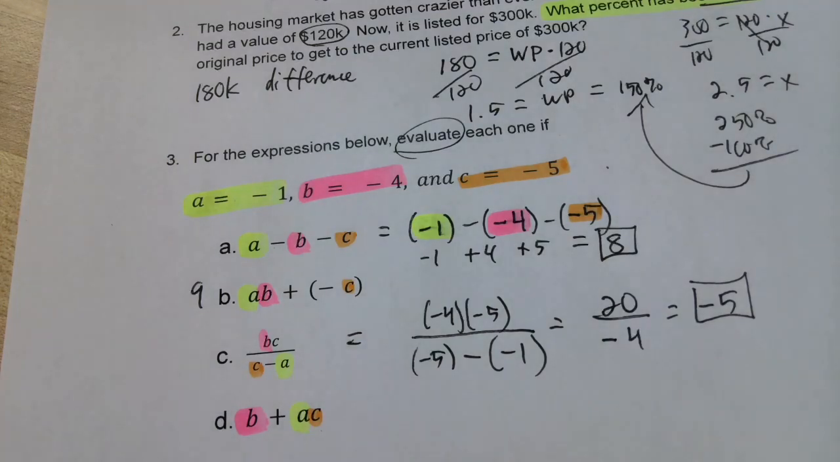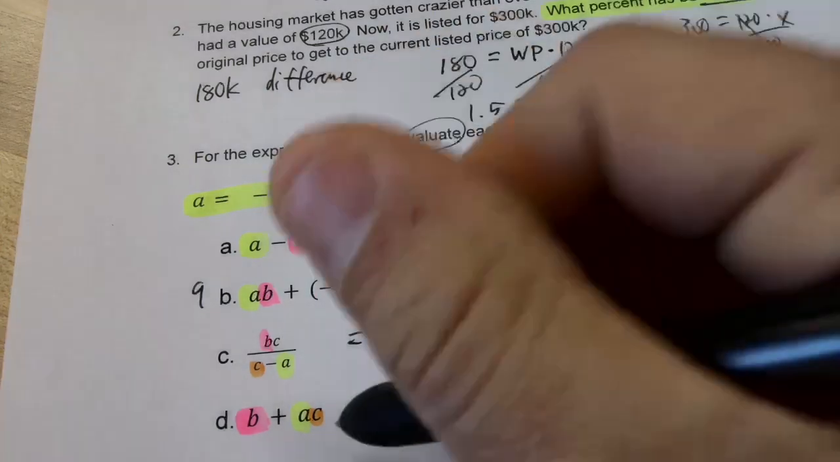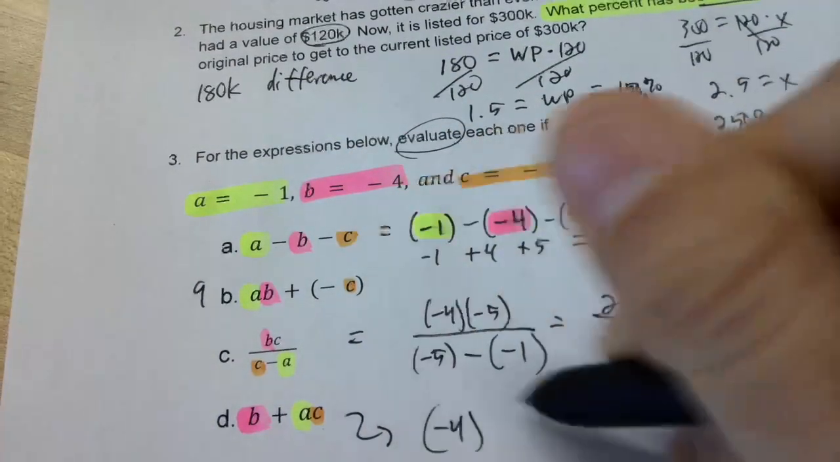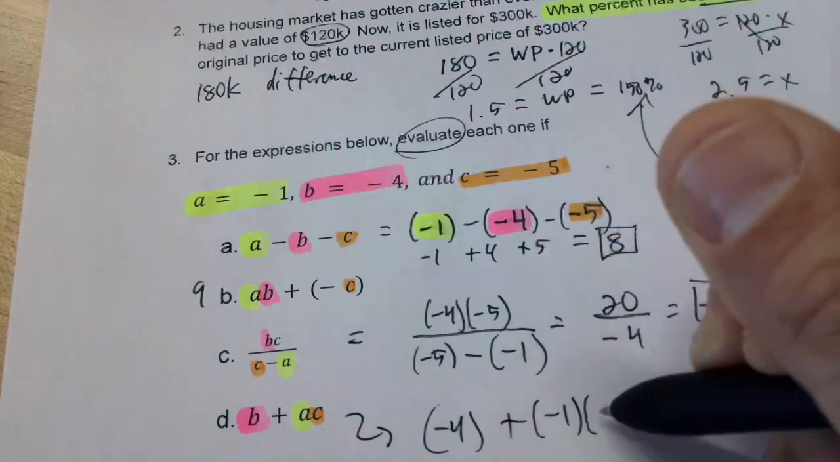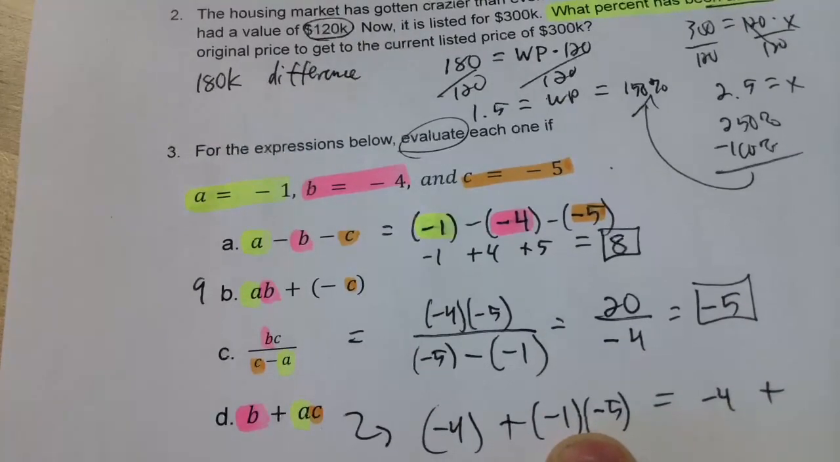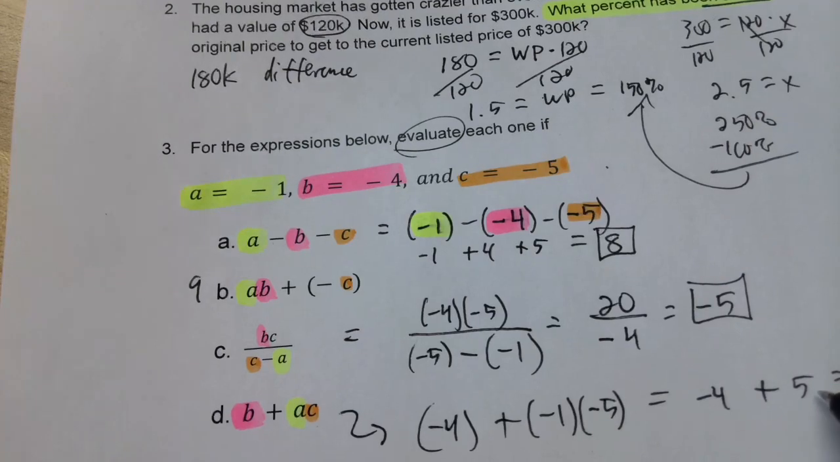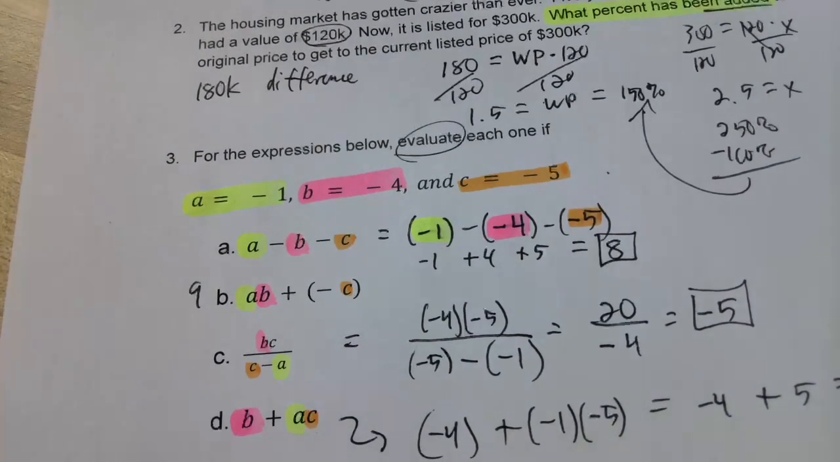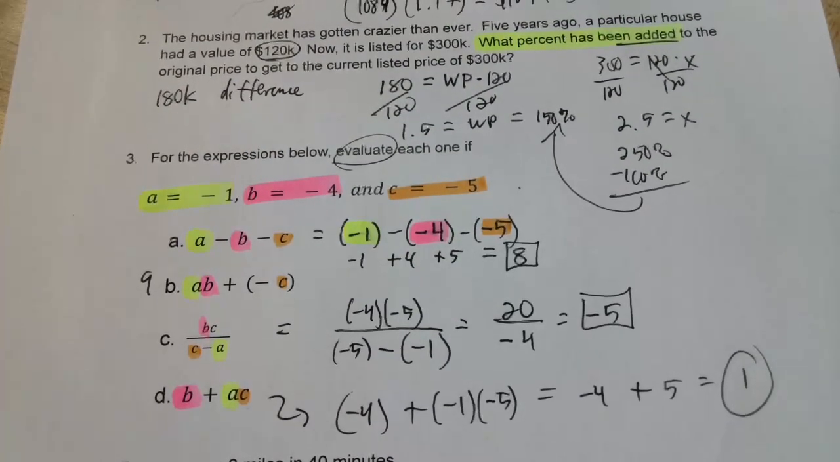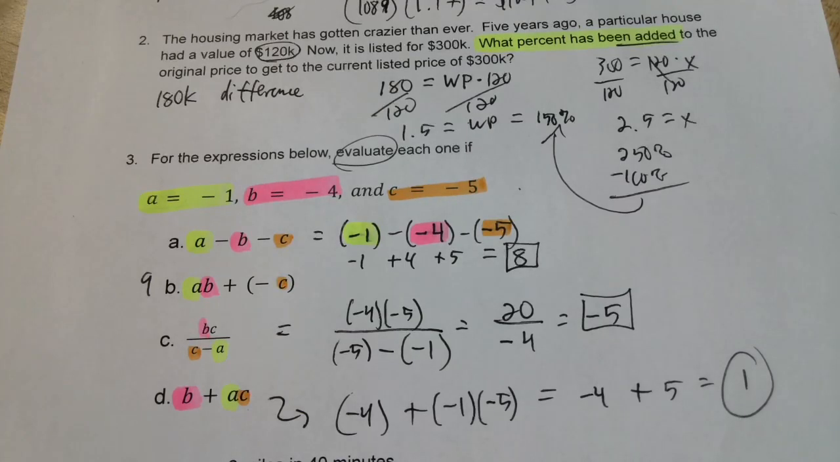B plus AC, we're going to get 1. Here's how. B is -4 plus, now A is -1, C is -5. So I've got -4 plus, when the signs agree here, we're multiplying or dividing, it's always positive, -4 plus 5. I have more positives than negatives by 1. So my answer is 1. All right. Questions so far before we get to Ryan's fast run?